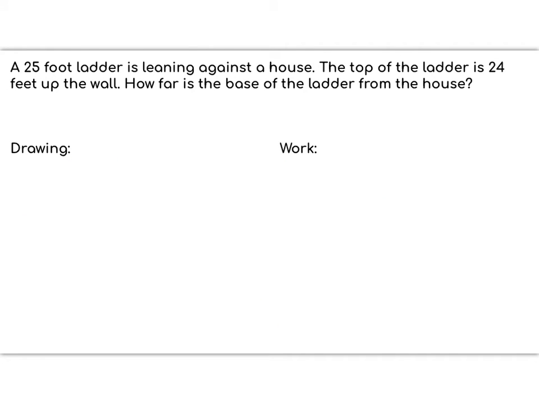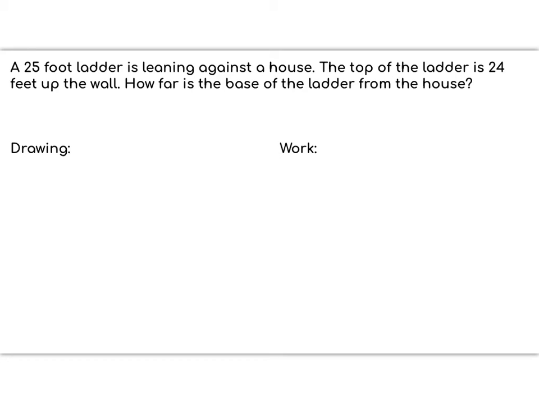The last type of problem we're going to deal with is like this. A 25-foot ladder is leaning against a house. The top of the ladder is 24 feet up the wall. How far is the base of the ladder from the house? So we need to read carefully and make sure we get the labels in the right place. We will tend to miss this one because we put the numbers in the wrong spot.